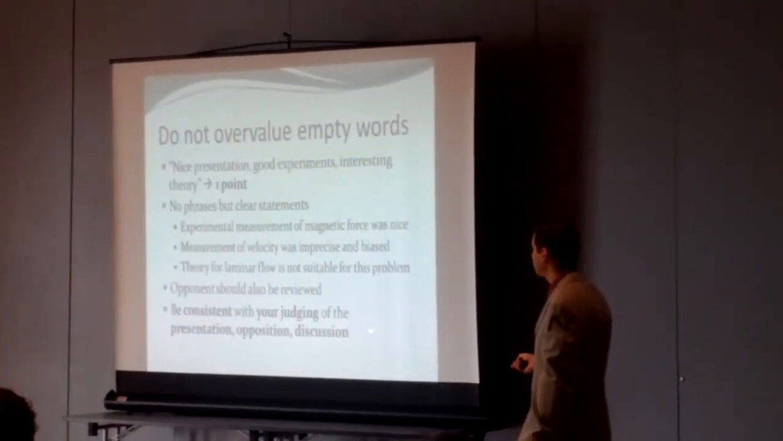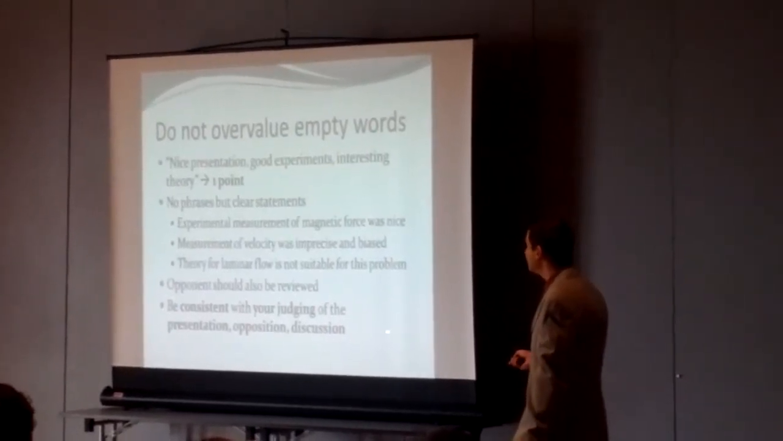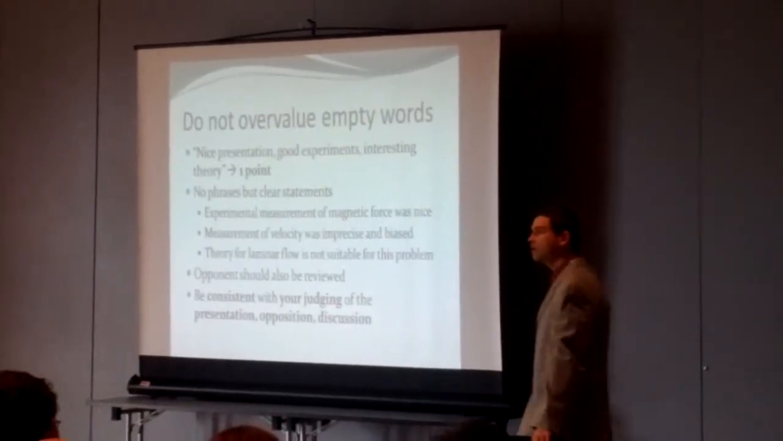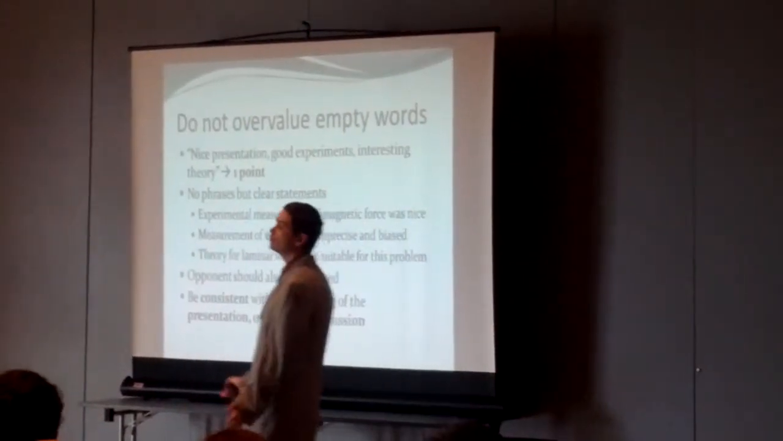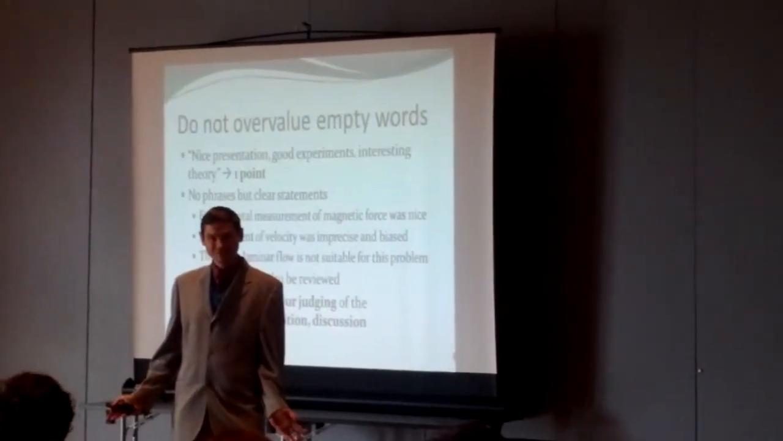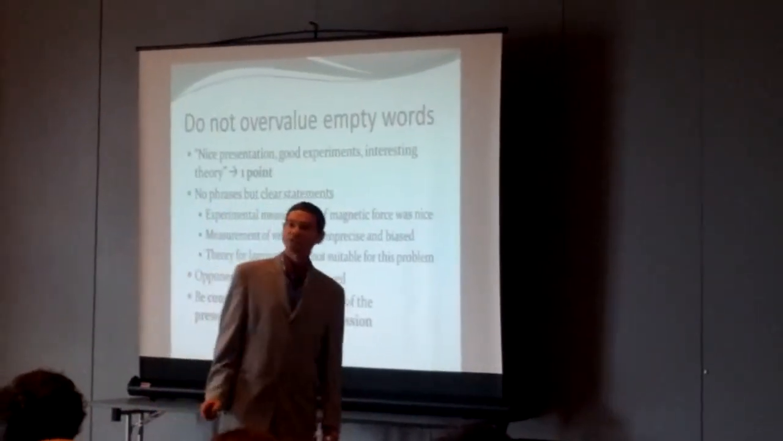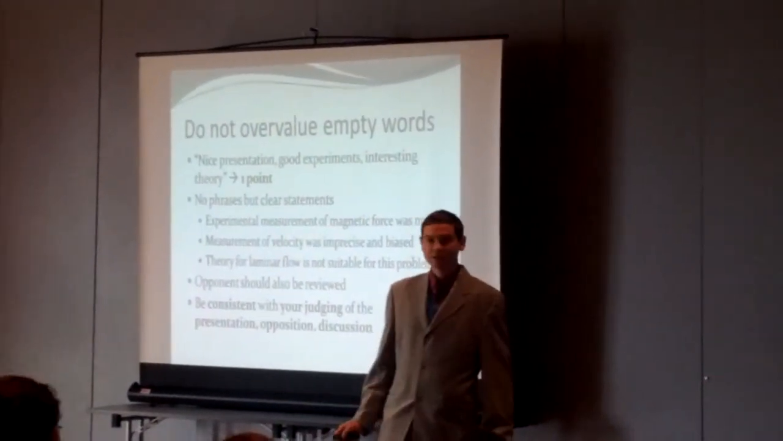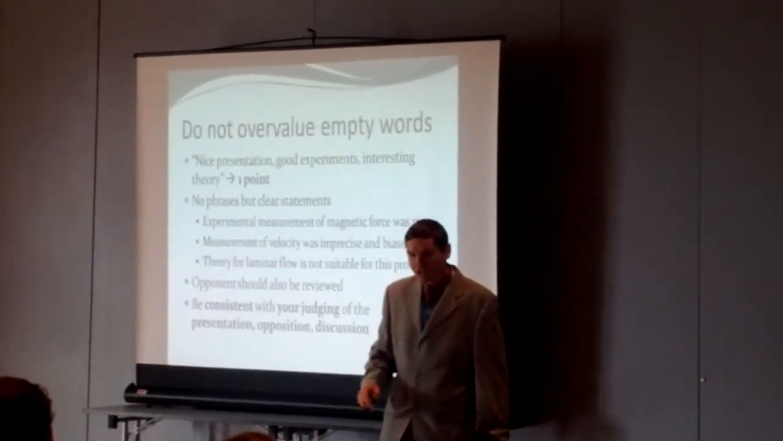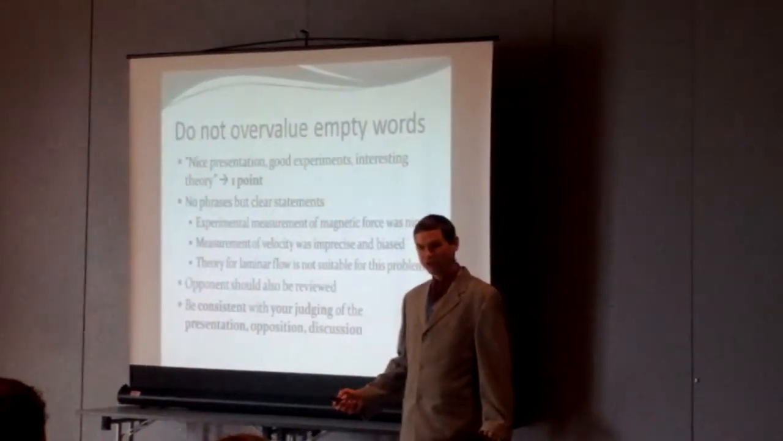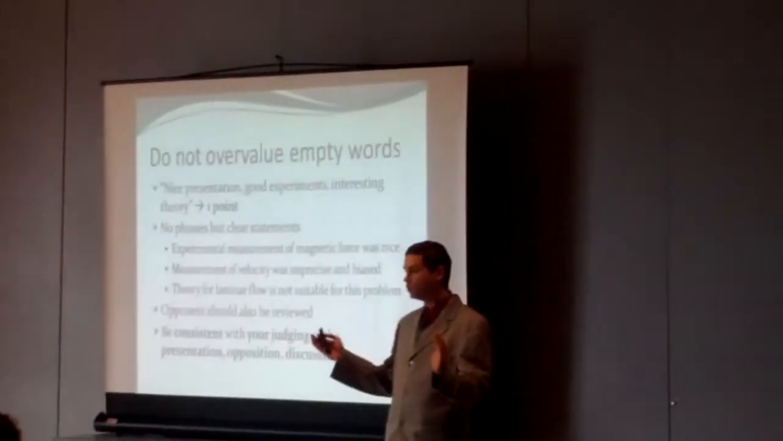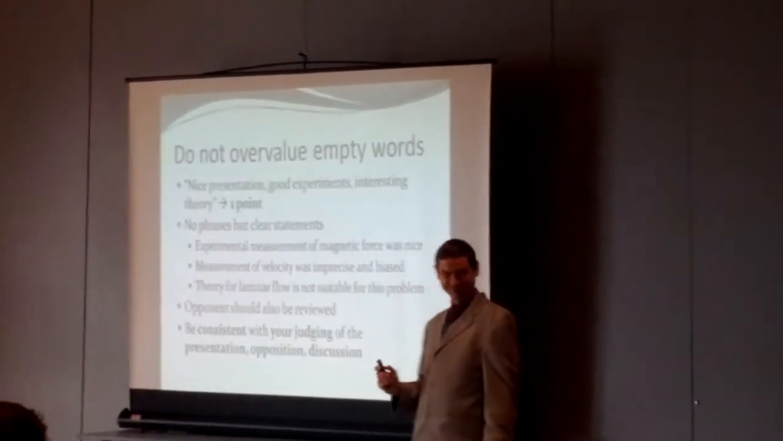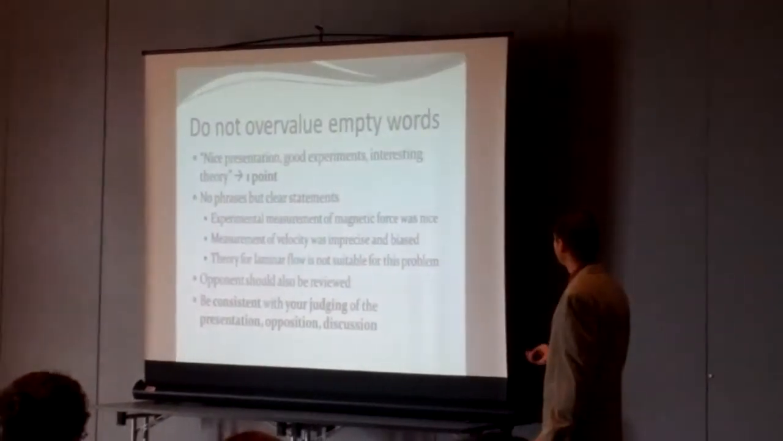And what's very important, and sometimes jurors forget about this, be consistent if you're judging the presentation, opposition, and discussion. For instance, if you think the presentation was very poor and you end up with 4 points, and the reviewer said it was a very nice presentation with a good theory, nice experiments, clear connection between theory and experiments, if you don't agree, you should give few points to the reviewer. So you should not give a lot of points to a reviewer who is very positive about the presentation if you are not positive about the presentation. If you are confident with your ideas.